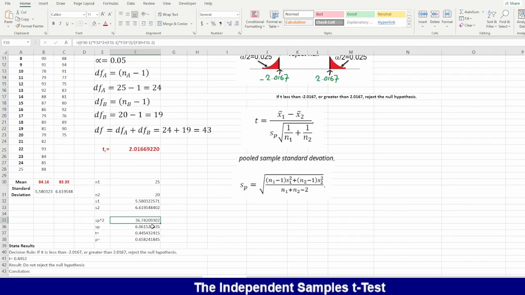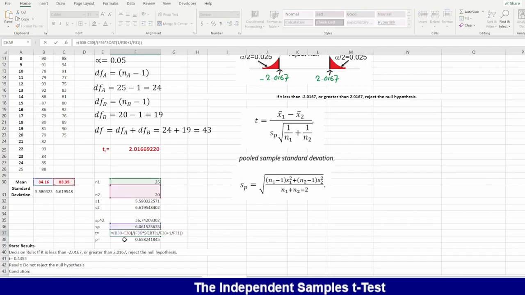To calculate Sp, we get the square root of this value, which gives us 6.06. To calculate the t-test, we follow this formula: the mean of the first class minus the mean of the second class, divided by the Sp term.